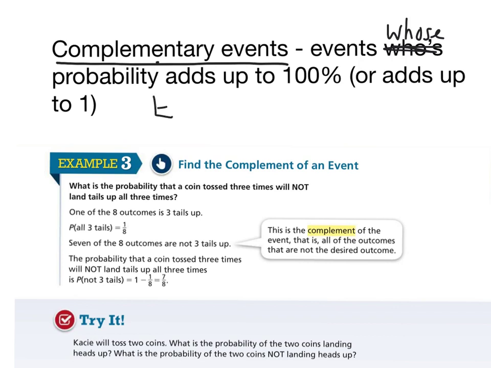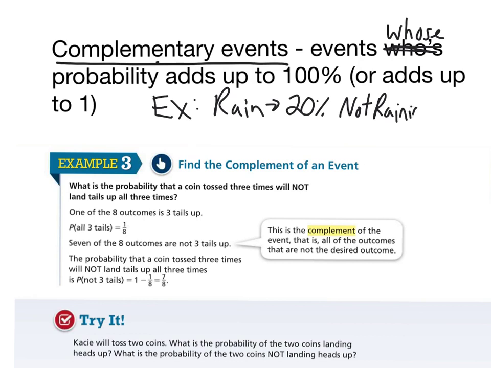An easy example of this would be if you think about the weather. So for example, we look at the chance of rain, and they say there's a 20% chance of rain. What that means then, the complement of that is the chance of it not raining would be 80%. So we could say there's an 80% chance of it not raining would be a different way of looking at it.